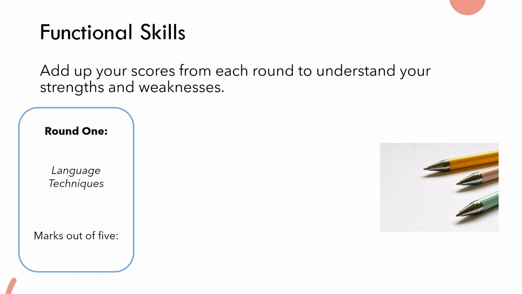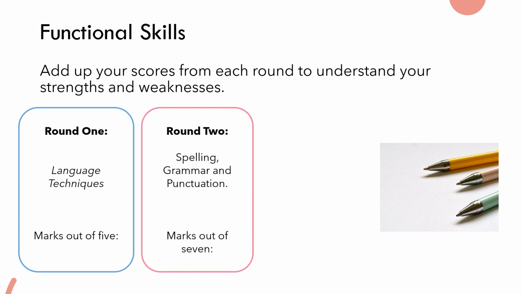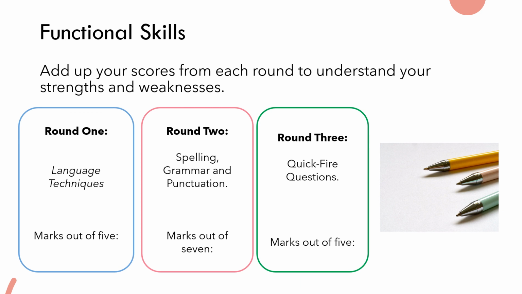So for round 1, it was on language techniques and it was out of 5 questions, so you want to try and give yourself a mark out of 5. For round 2, this was the one where we had the passage and there were many spelling, grammatical and punctuation errors there. So there were actually 7 errors that I wanted you to identify. If you're able to identify anything other than that, then that's great, you can award yourself an extra mark, but there were 7 main ones that I wanted to focus on. Round 3 was our quickfire questions, and that should be marks out of 5. So the 5 questions that you were given there on the previous part of the video. So out of a total, you should be able to give yourself a score out of 17.